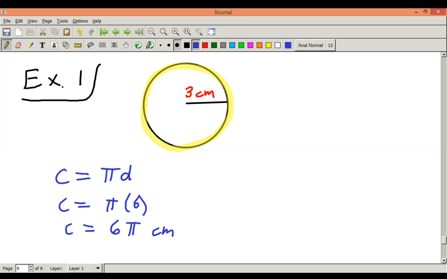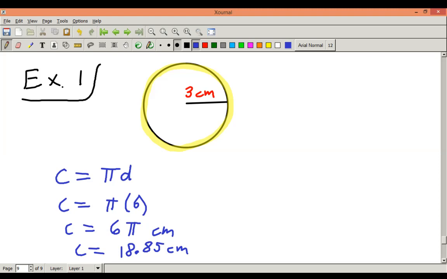If they say use a decimal for pi, just take 6 times and then locate your pi button on your calculator. They're all over the place. Use that built-in value of pi. You can multiply 6 times pi and get, in this case, 18.85, I'll round it off, centimeters. But normally we'll just leave stuff in terms of pi unless they tell us to give a decimal.